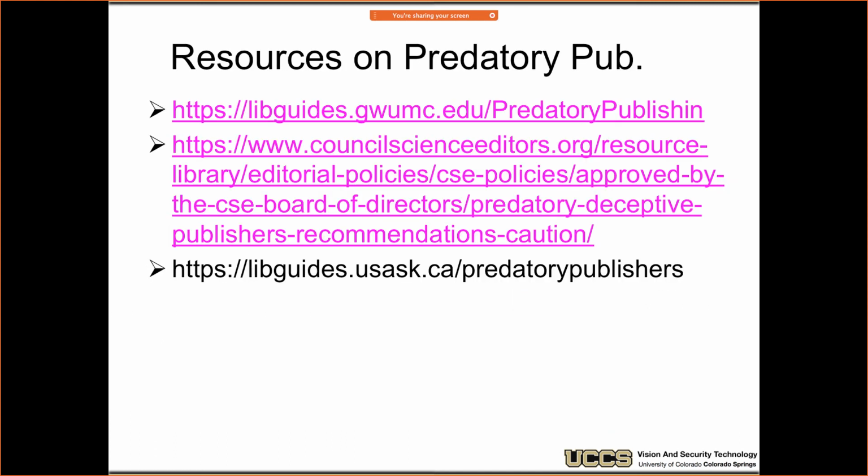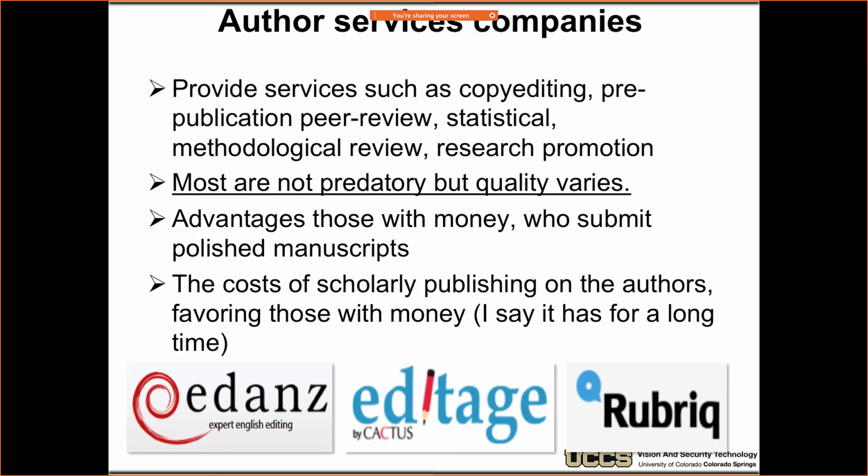These slides are already up online, so there's a whole bunch more if you want to read about things. Now, a couple of things that I want to differentiate from predatory publishing are some quasi-predatory policies, or possibly very valuable policies. A number of journals have policies such as copy editing, pre-publication peer review, statistical methodology, and research promotion. These are sites such as NDAS, NTAG, and Rubrik. All of these are commercial sites that will help you get your paper published.